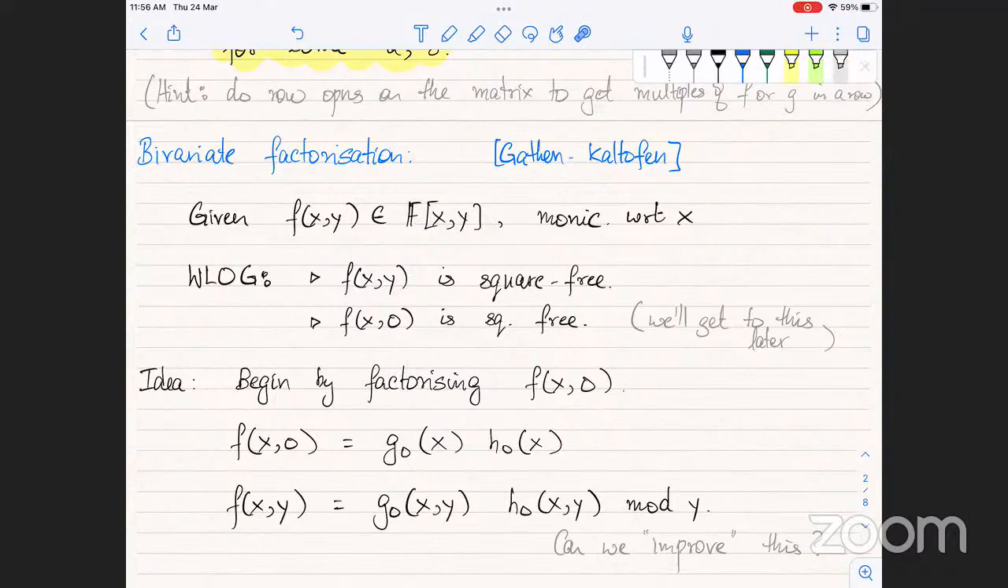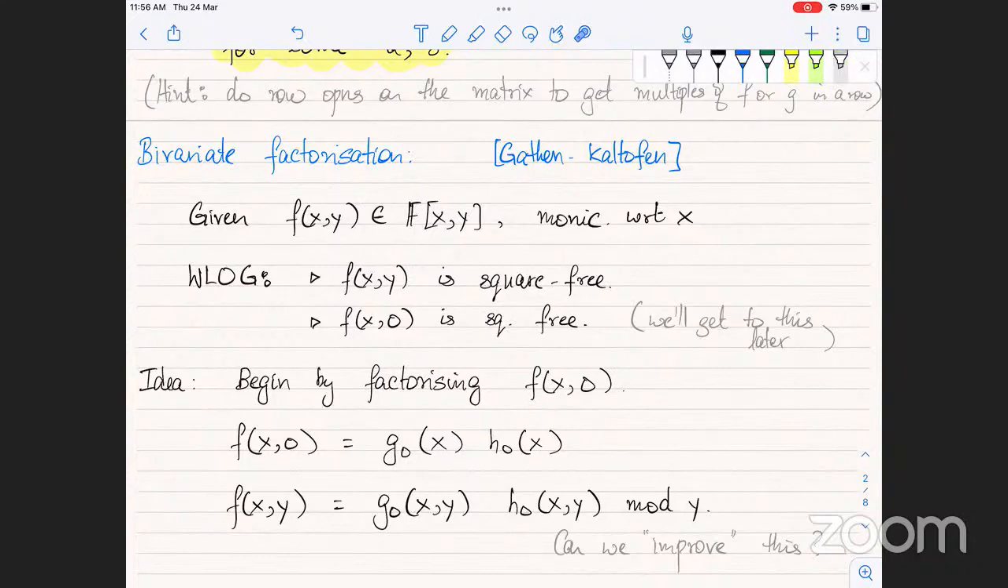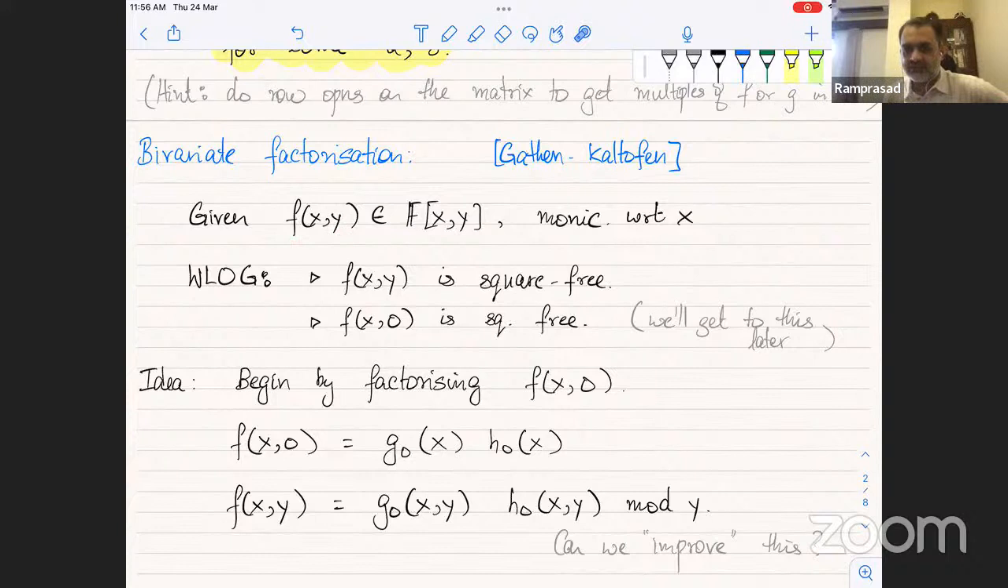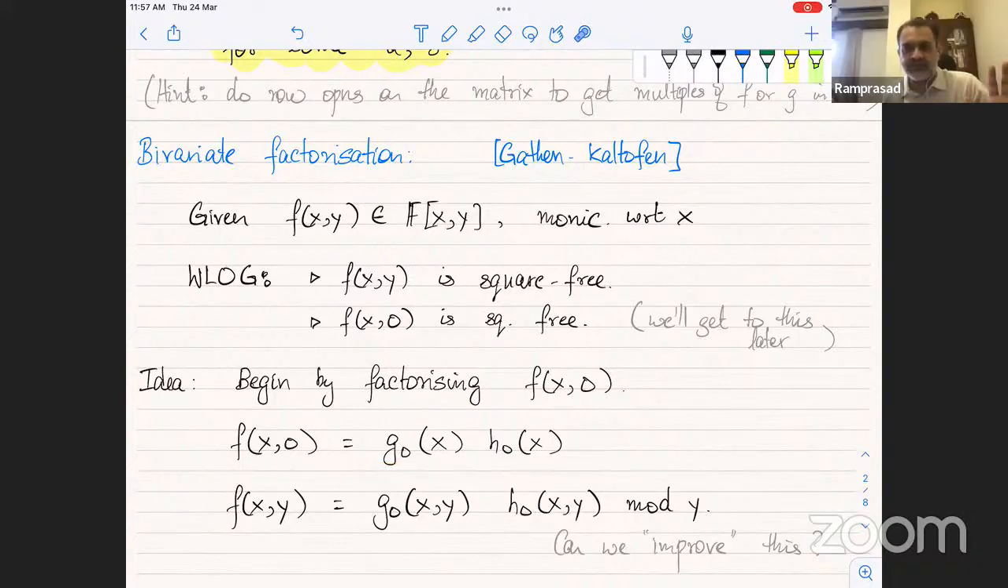So firstly, you are assuming that f of x comma 0 can be factorized into g0 and h0, right? Good. Now if f of x comma 0 is irreducible, notice that already implies that f is irreducible. Because if f split into two factors, then I can take those two factors and set y equal to 0, and I should have gotten two factors, right? So at this point itself, if there was no way to write f as g0 times h0, I already know f is irreducible. In that case, I will just return that f is irreducible.